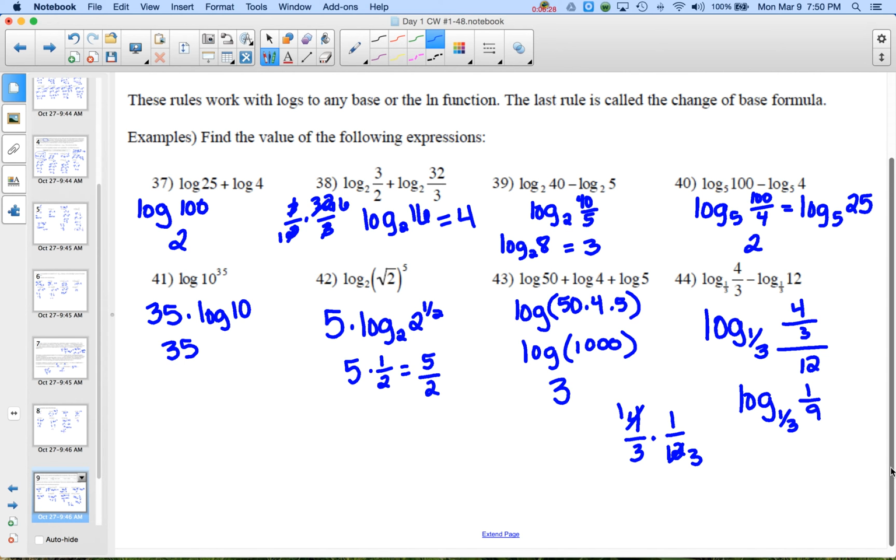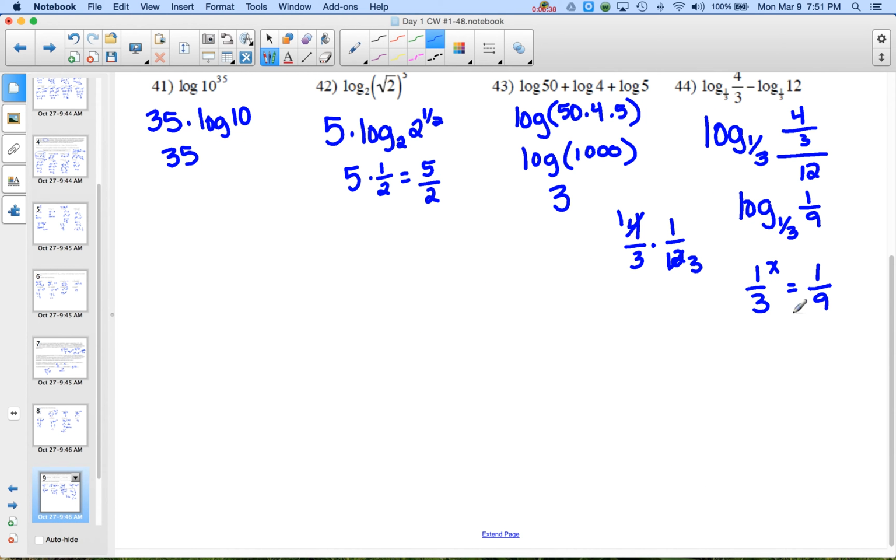So I'm going to rewrite this in exponential form. 1/3 raised to what power is 1/9? And you can do this with a common base. Think of this as 3 to the minus 1. So that'd be 3 to the minus x equals 3 to the minus 2 when you find a common base. So x would have to be 2.